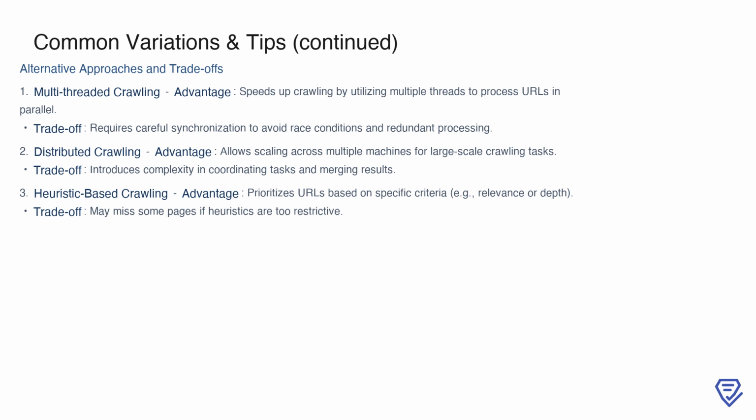Heuristic-based crawling is another option, where URLs are prioritized based on specific criteria, such as relevance or depth. While this approach can make the crawl more targeted and efficient, overly restrictive heuristics may cause some pages to be missed. Understanding these trade-offs is essential for tailoring your solution to different scenarios and constraints.